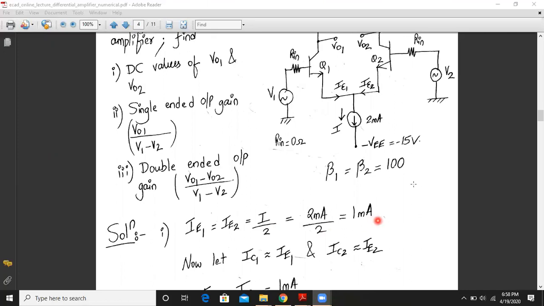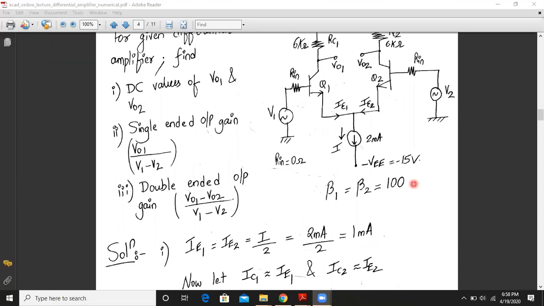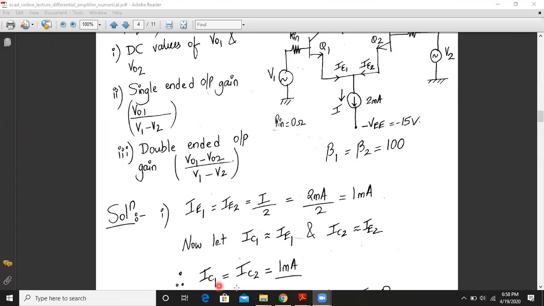Now we'll assume further that base current is negligible, hence we can write IC1 is similar to IE1 and IC2 is equal to IE2. So hence we can write IC1 equal to IC2 equal to 1 milliampere over here.